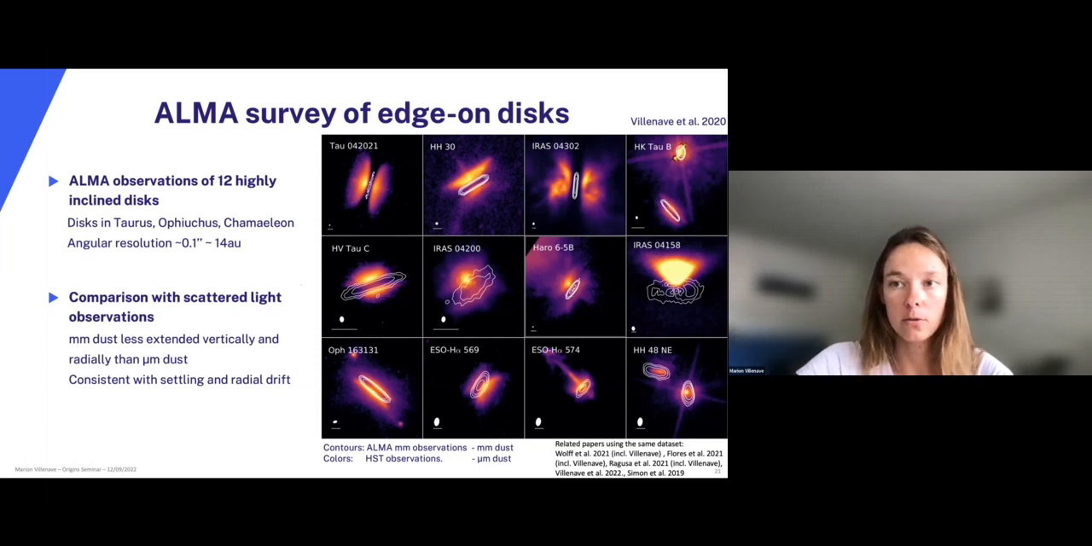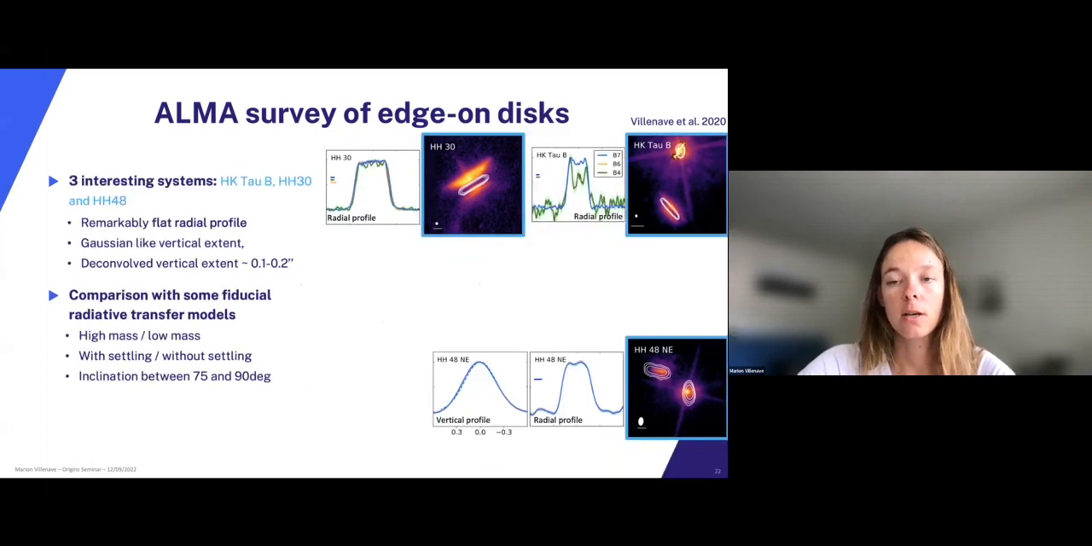In this work from 2020, we chose the 3 most interesting systems and performed fiducial radiative transfer modeling to estimate their vertical extent. These are the 3 disks that were more interesting to study: HA30, HK2B, and HH48. They are more interesting because they show a very typical radial profile with very sharp edges and a flat top, which indicates that they are optically thick. In the minor axis direction, they were not always very well resolved, but they look like a Gaussian with a vertical extent of 0.1 or 0.2 arcsecond.